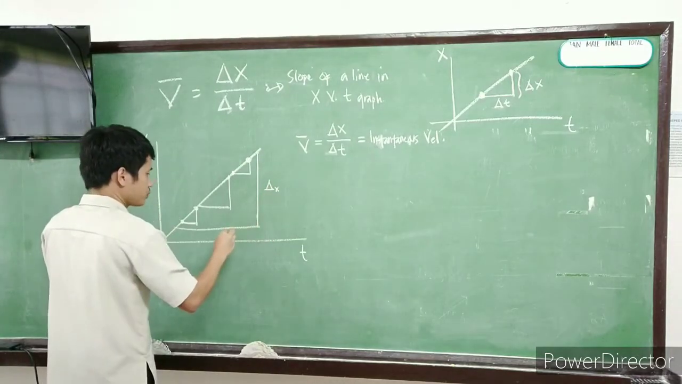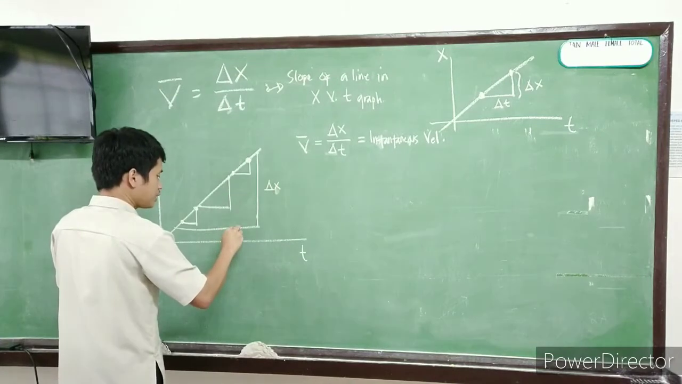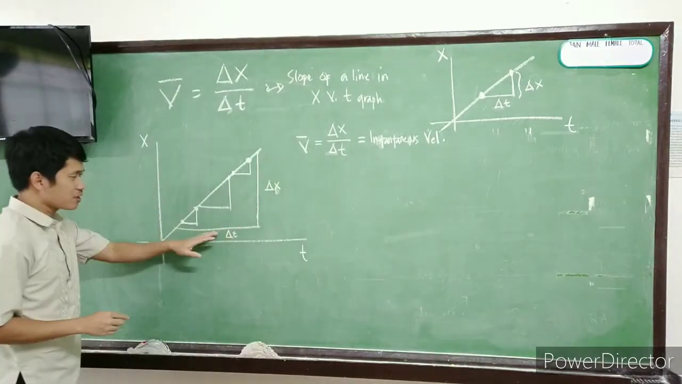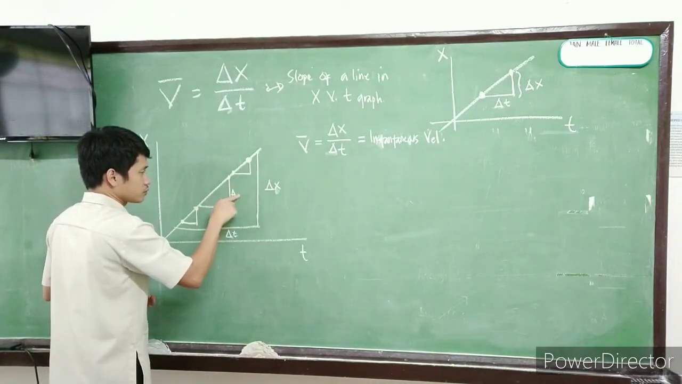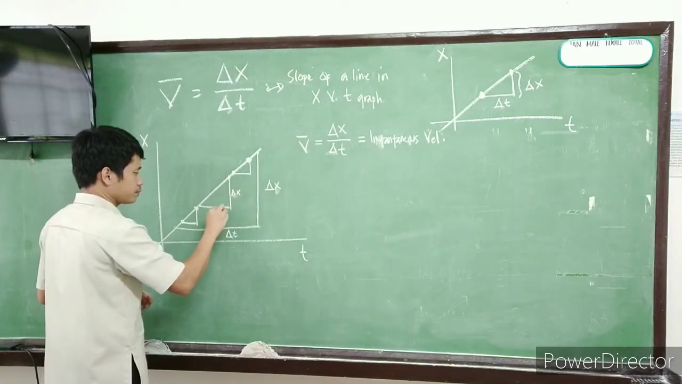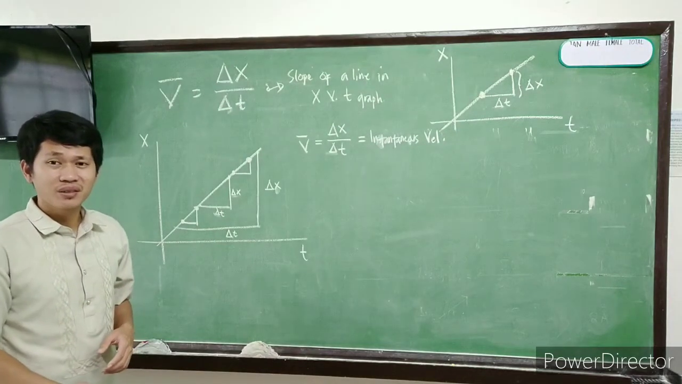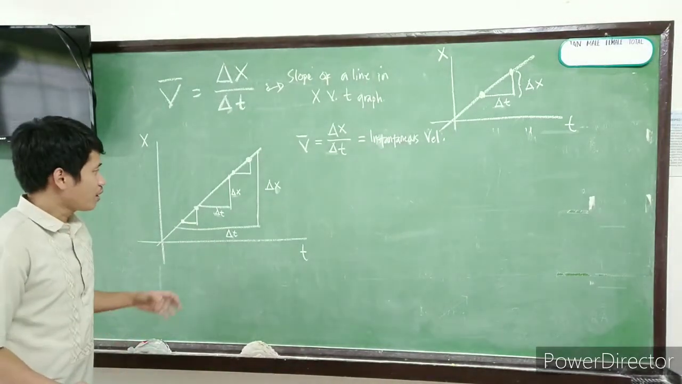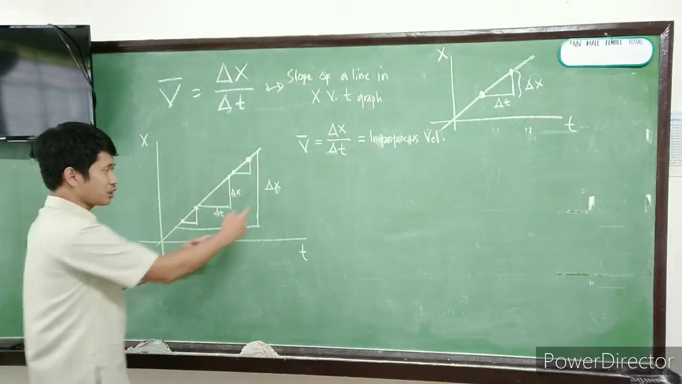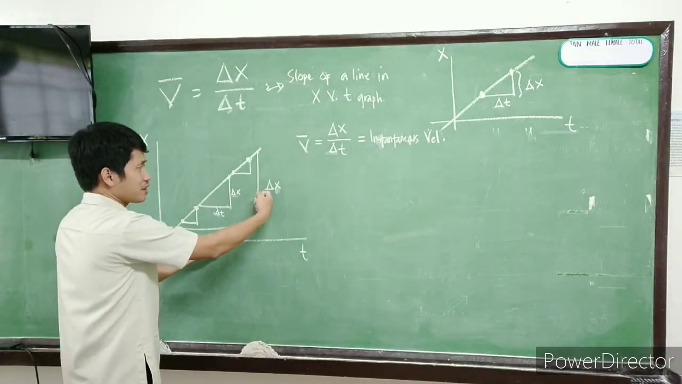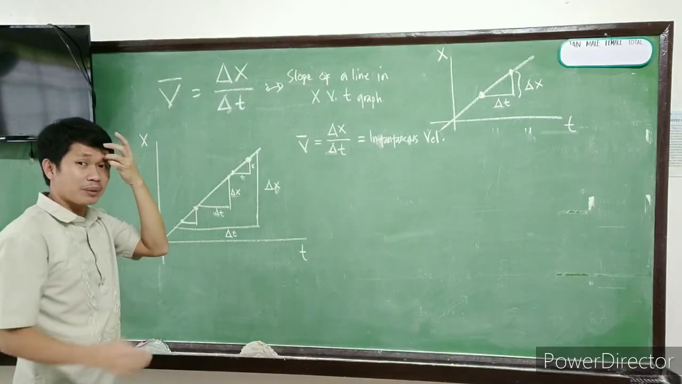delta x over delta t, kahit pa dyan, or dito, or dito, or dito, delta x over delta t, I will always get the same result. Okay ba yun? So, pag pinag-divide ko to, I will get the same result kapag pinag-divide ko itong dalawa. Okay? Kahit pa ito yung gamitin ko, delta x over delta t, same result pa din yan.